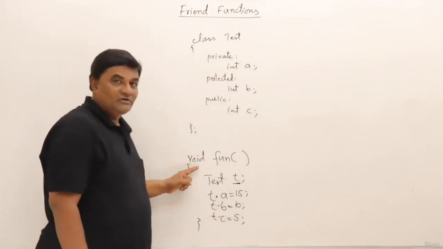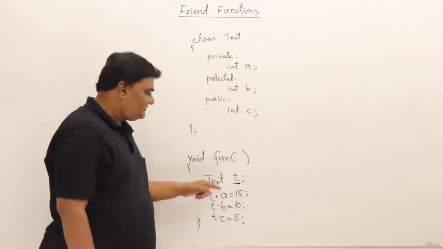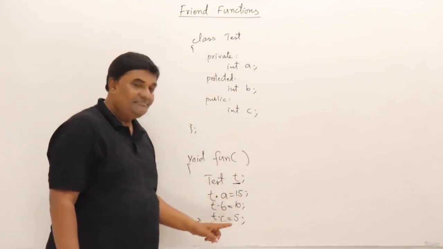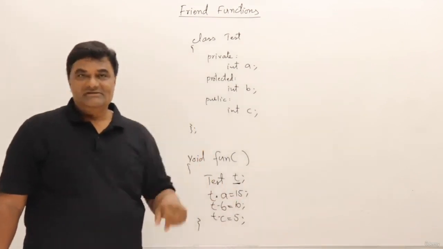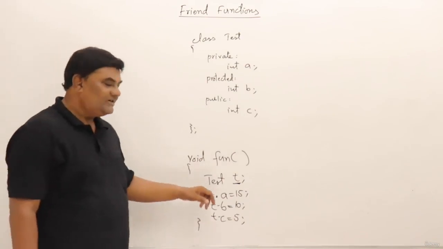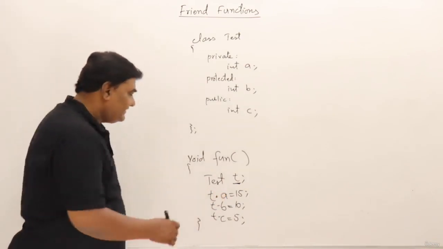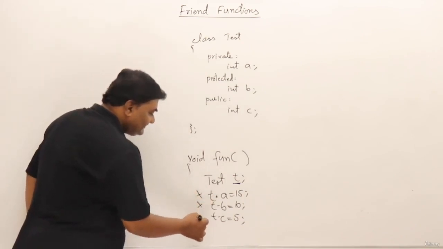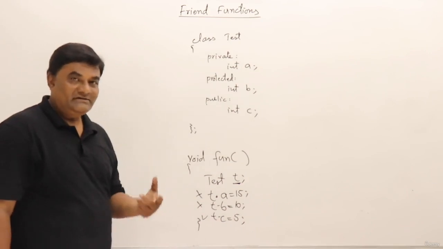So the outside or global function is having an object of the class test, and upon the object it is trying to access private, protected and public members. So we already know that upon an object only public members are accessible. So I cannot access these members. These are not allowed. I cannot access them, but I can access the public member. This we already know.